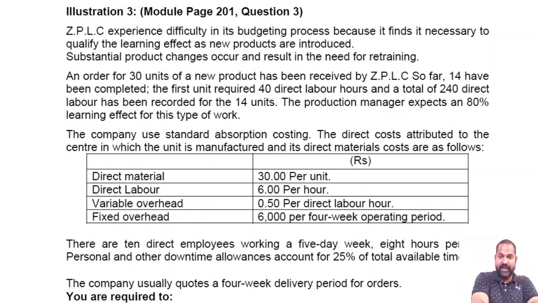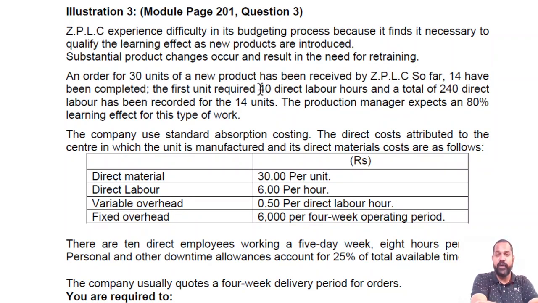The question says that ZPLC experienced difficulty in their budgeting process because it finds it necessary to qualify the learning effect as new products are introduced. Substantial product changes occur and result in need of retraining. An order of 30 units of a new product has been received by ZPLC. So far, 14 have been completed.